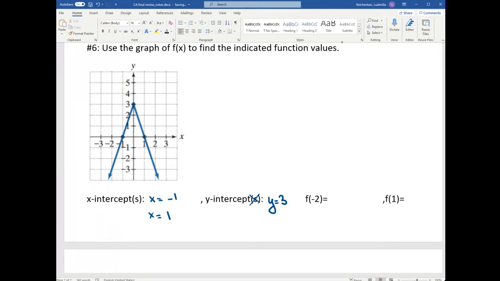And let us find the other two values. So f of -2. So x equals -2. This point, we find the corresponding point on the graph, which is -3. And then f of 1. So first we take x equal 1 and find the corresponding y value. At that point, y value is 0. So f of 1 is 0.